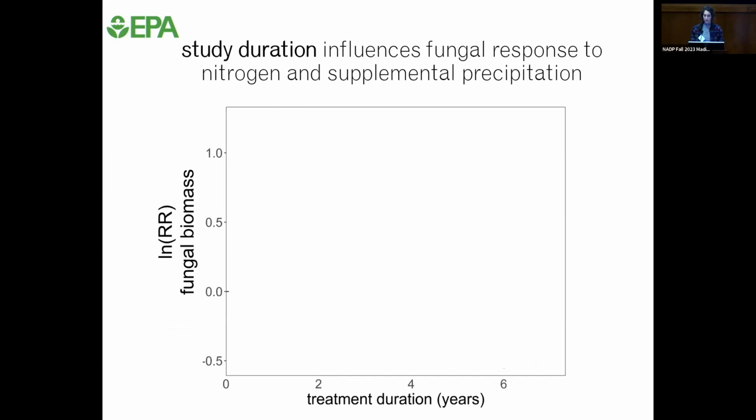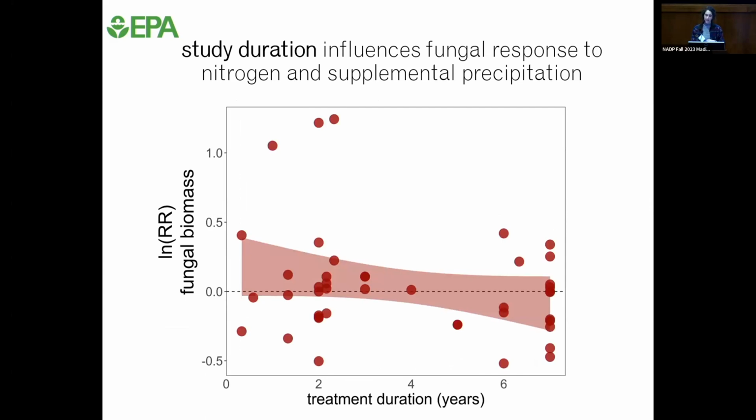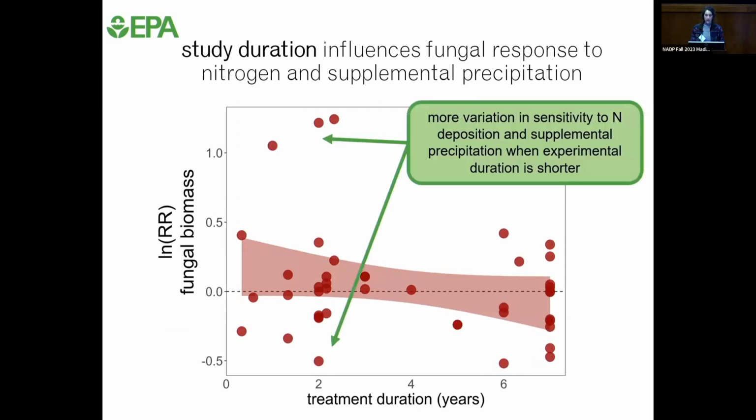So if we look at treatment duration in years on the x-axis, and the log response of the fungal biomass in these nitrogen and supplemental precip results, we see a slightly negative relationship. And what we're seeing is that there's more variation in sensitivity to nitrogen deposition and supplemental precip when experimental duration is shorter. And there are so many different things that could be going on here. One of them is that fungal communities have typically lower nitrogen demands, and so we might be seeing a spike in fungal biomass at first, and then it becomes a detrimental effect over time.